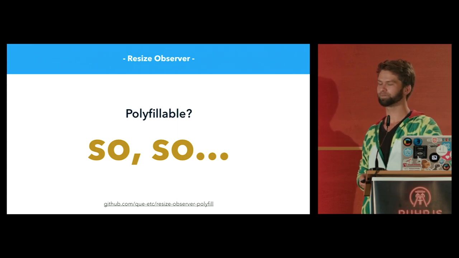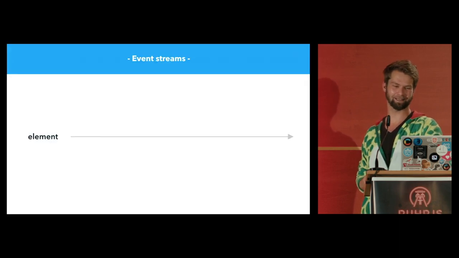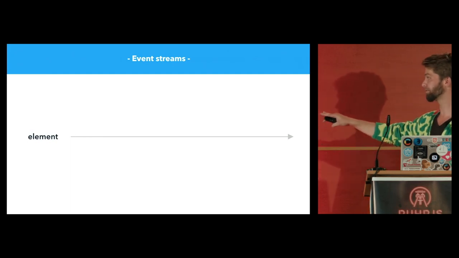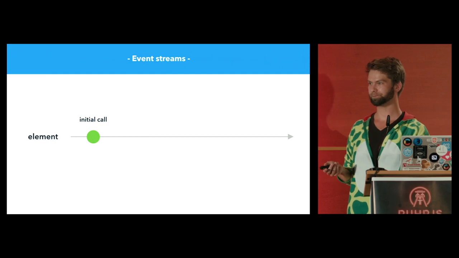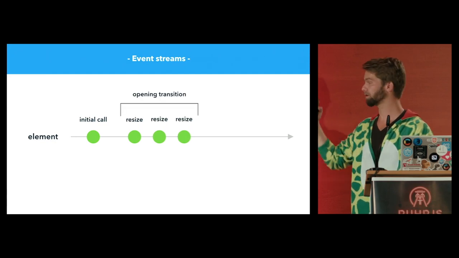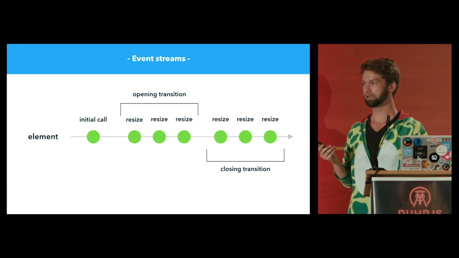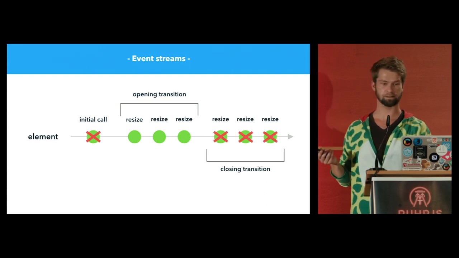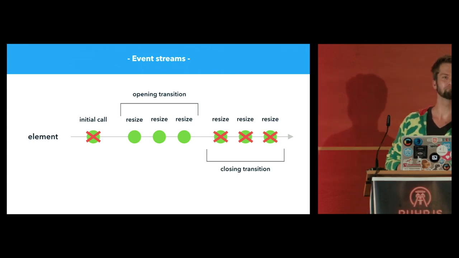So maybe we want to tackle the broken implementation of the confetti. Let's step back a little bit. What I have, and this is a simplified version for one element, is the initial call, several opening calls, and several closing calls. And what I want to get rid of is the first one and the closing ones. How could I do that?